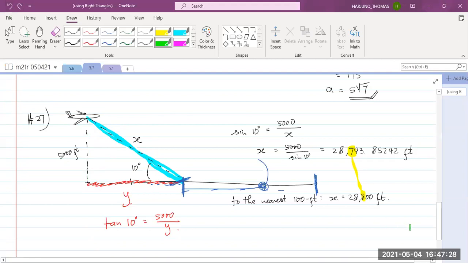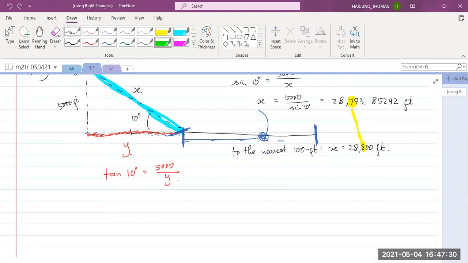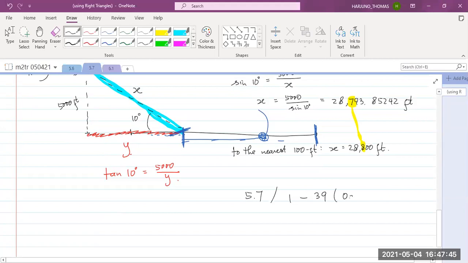Your suggested homework from here will be 5.7, number 1 up to number 39. Do the odd ones.